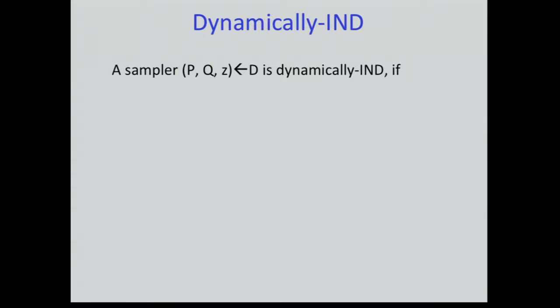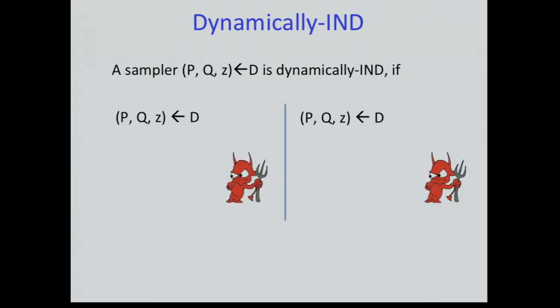Let's start with defining one notion. Okay? So here I'm going to consider a sampler, which is going to sample a pair of programs P and Q and some auxiliary information. And I will call this sampler dynamically indistinguishable if the following two games are indistinguishable.